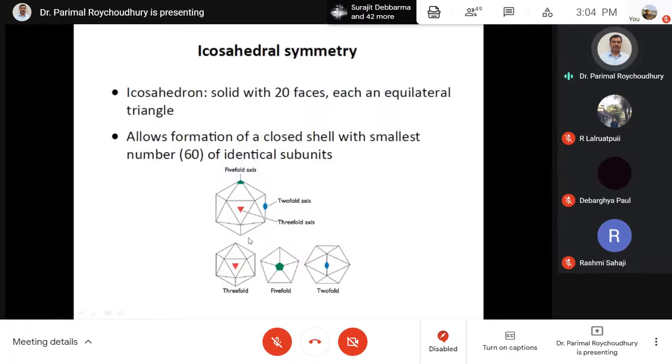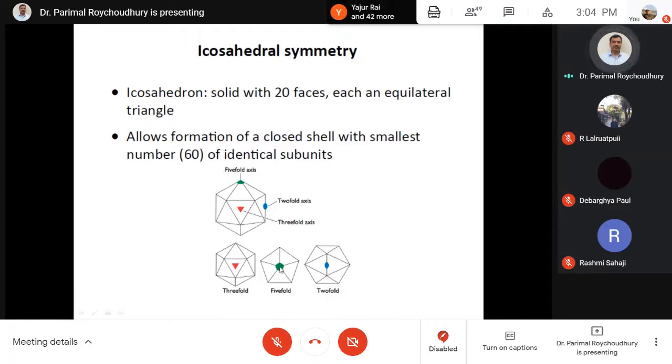Now this is another diagram showing the 3, 5, and 2-fold rotational symmetry. If you imagine a line or axis through the center of an edge, these are the edges. Any axis at the center of the edges gives you 2-fold symmetry. This is one, and the reverse side gives the other. This is called a 2-fold symmetry.